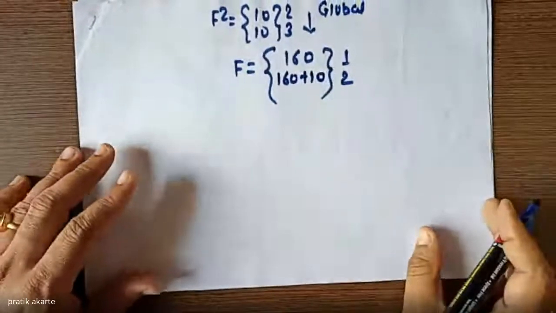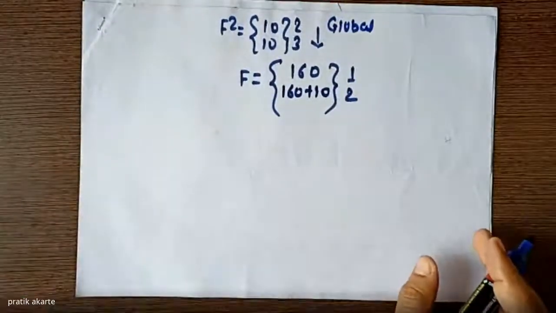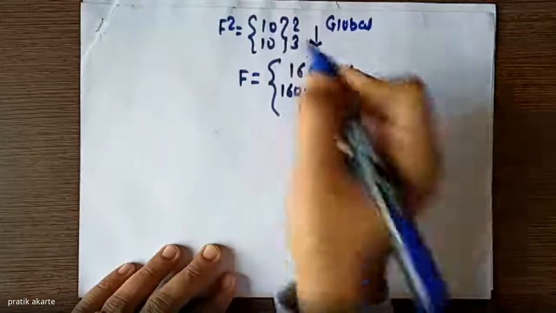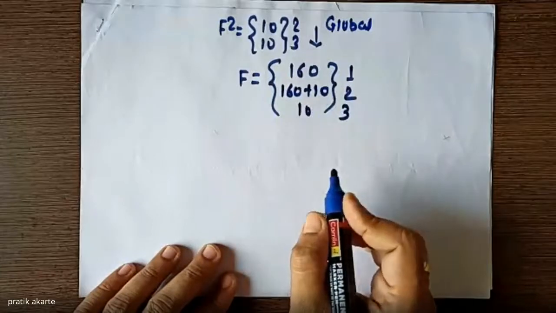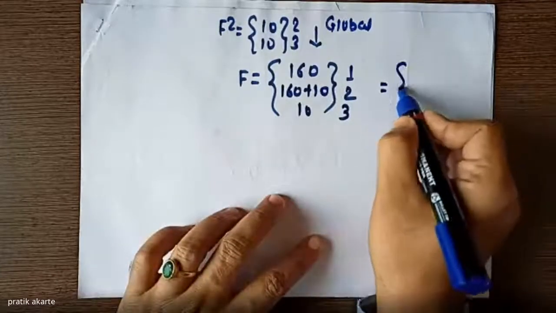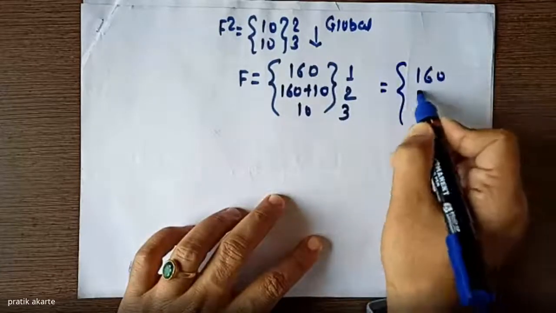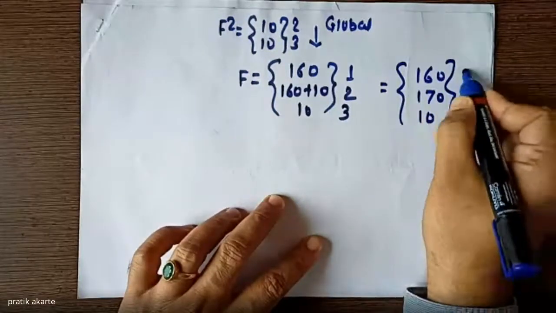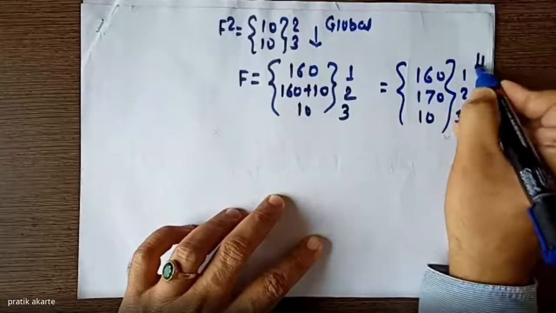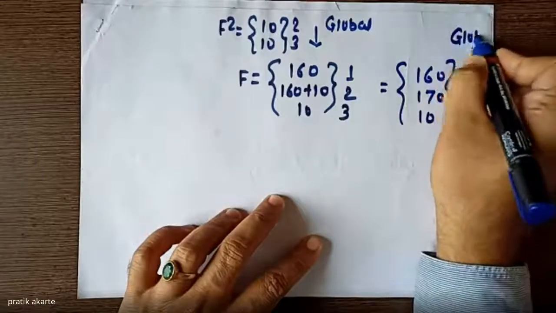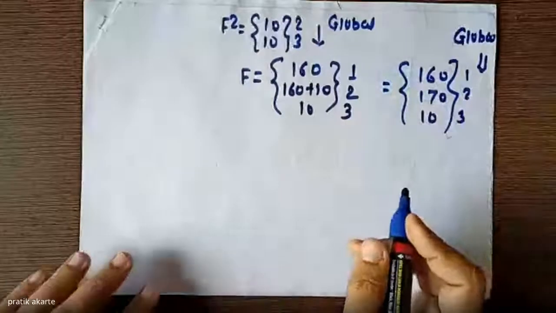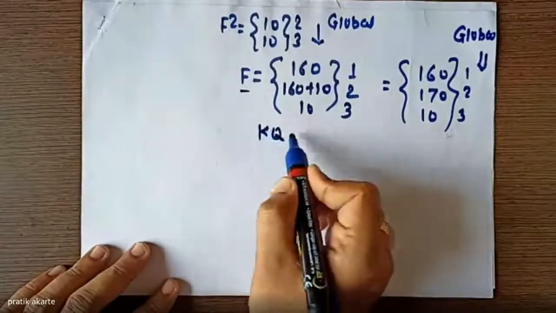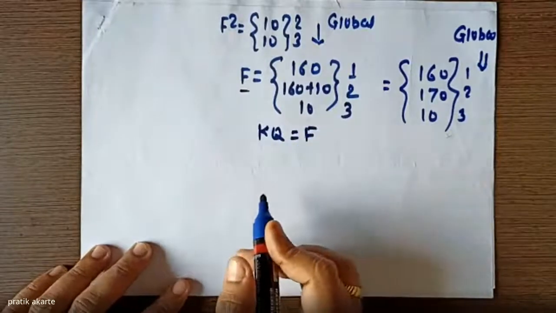It is exactly similar to how we created the global stiffness matrix. And for node 3, we are having only a single term of 10. Okay. So this force vector can be written as 160, 170, and 10 for node number 1, 2, and 3 respectively in global terms. So this is your global force vector. Now you can write the equation KQ is equal to F.